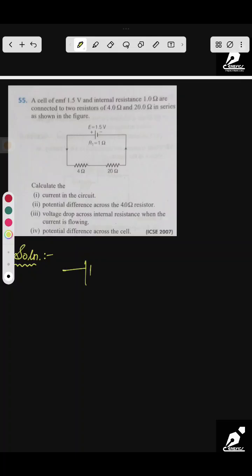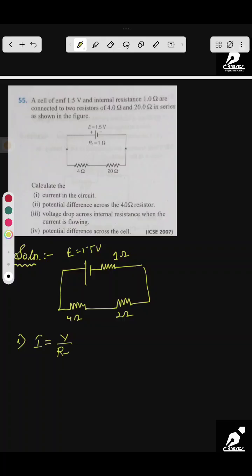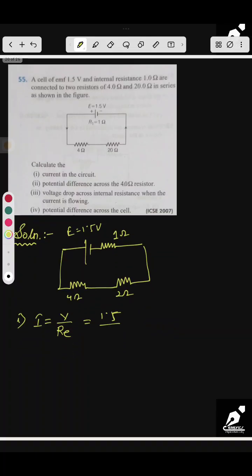Let me draw the circuit. The EMF is given as 1.5 volt. Internal resistance is 1 ohm. The external two resistances are 4 ohm and 2 ohm respectively. We are asked to find the current in the circuit. For calculating the current in the circuit, we'll be applying V upon R equivalent, and V is given as 1.5. Now we'll have to calculate R equivalent.